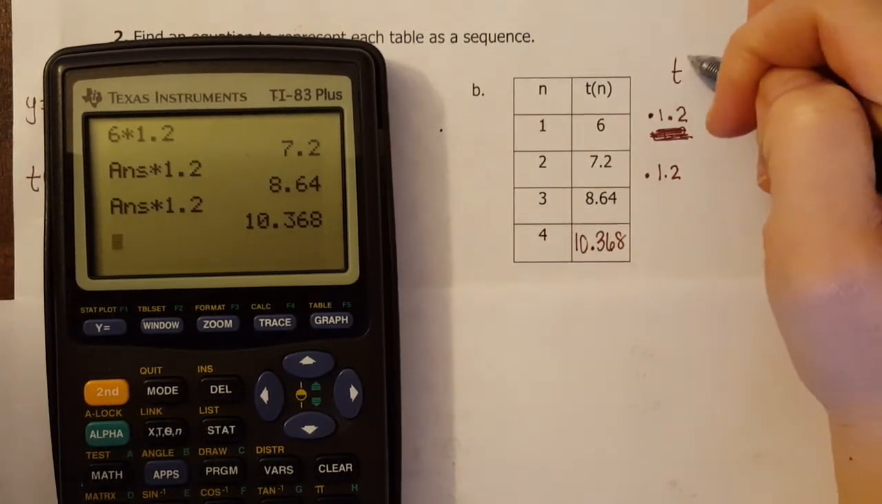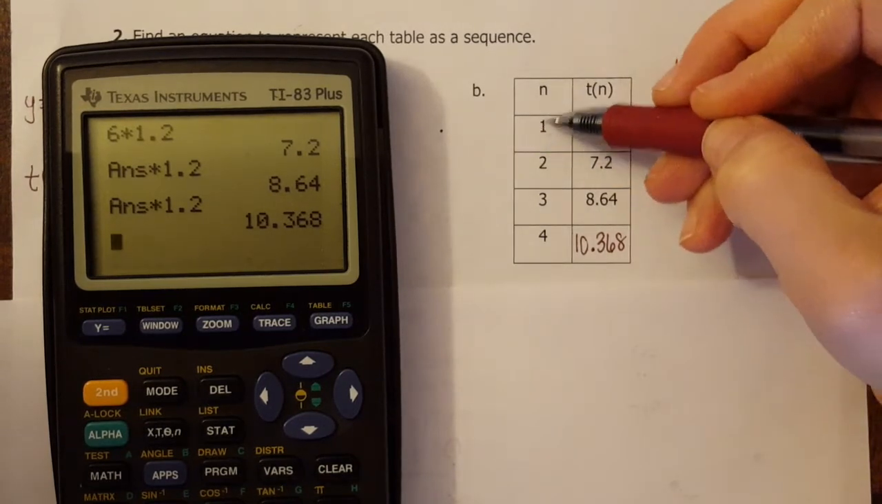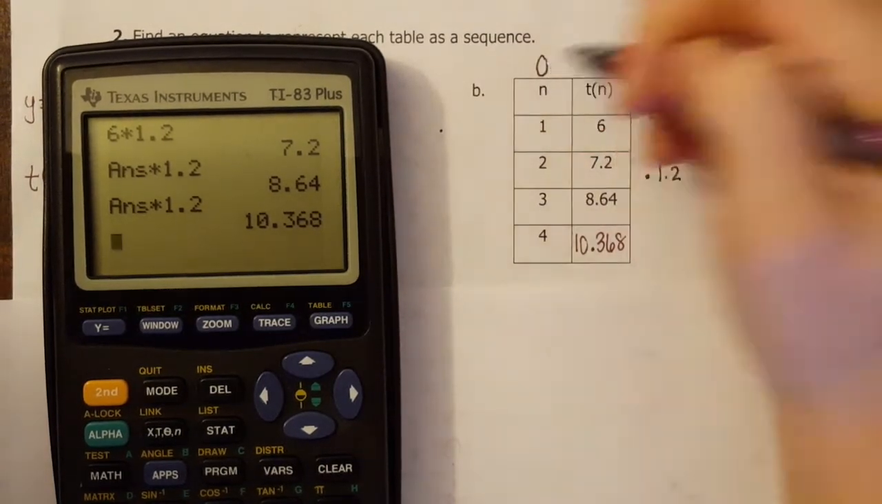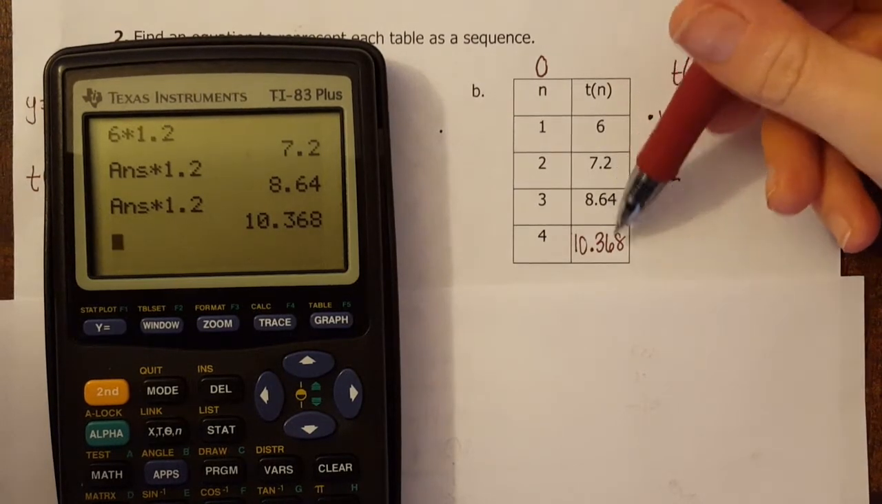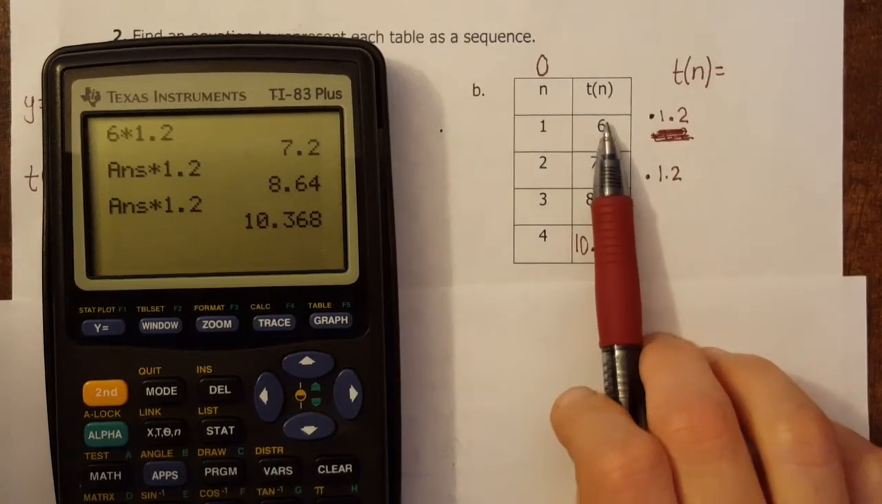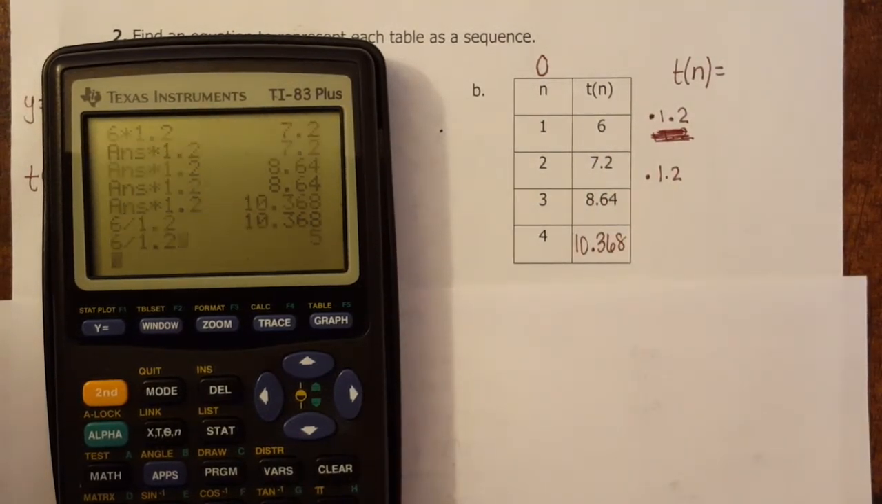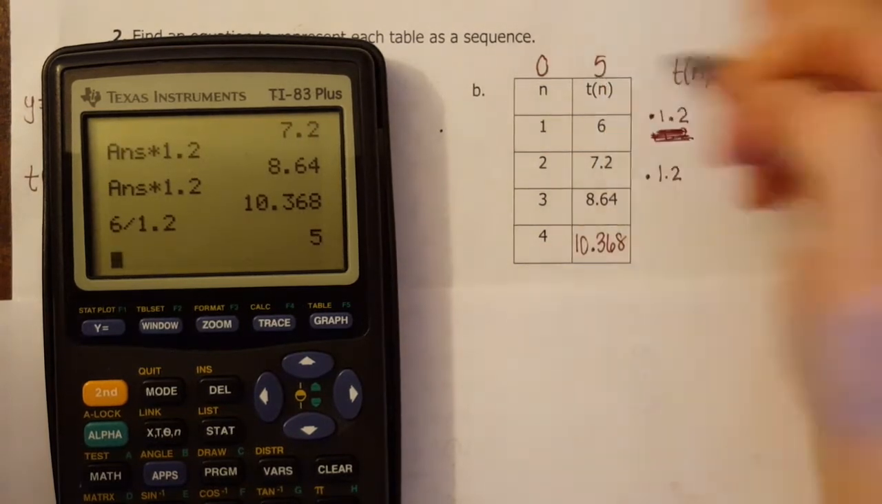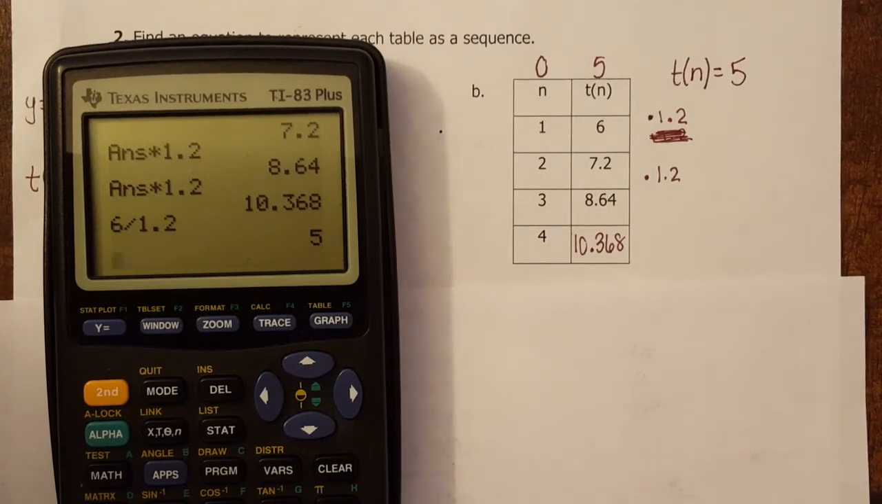And I need to find the equation. So I need the 0 term, so I need to go backwards here. When I go down, these numbers multiply by 1.2 to get the next one. If I need to go up in this table, then I need to divide by 1.2, and that's going to give me 5. So my starting value is 5.